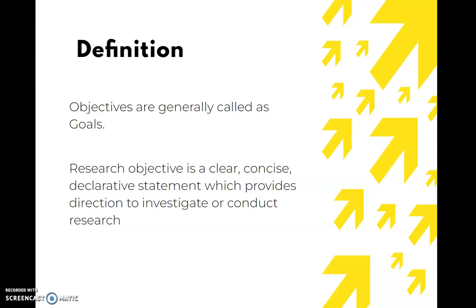So what is the definition of objectives? The objectives are generally called goals. Every goal or objective is very necessary for the forward movement of any activity. So research objective is a clear, concise, declarative statement which provides direction to investigate or conduct research. It is the statement given by the researcher as a direction to investigate the research.